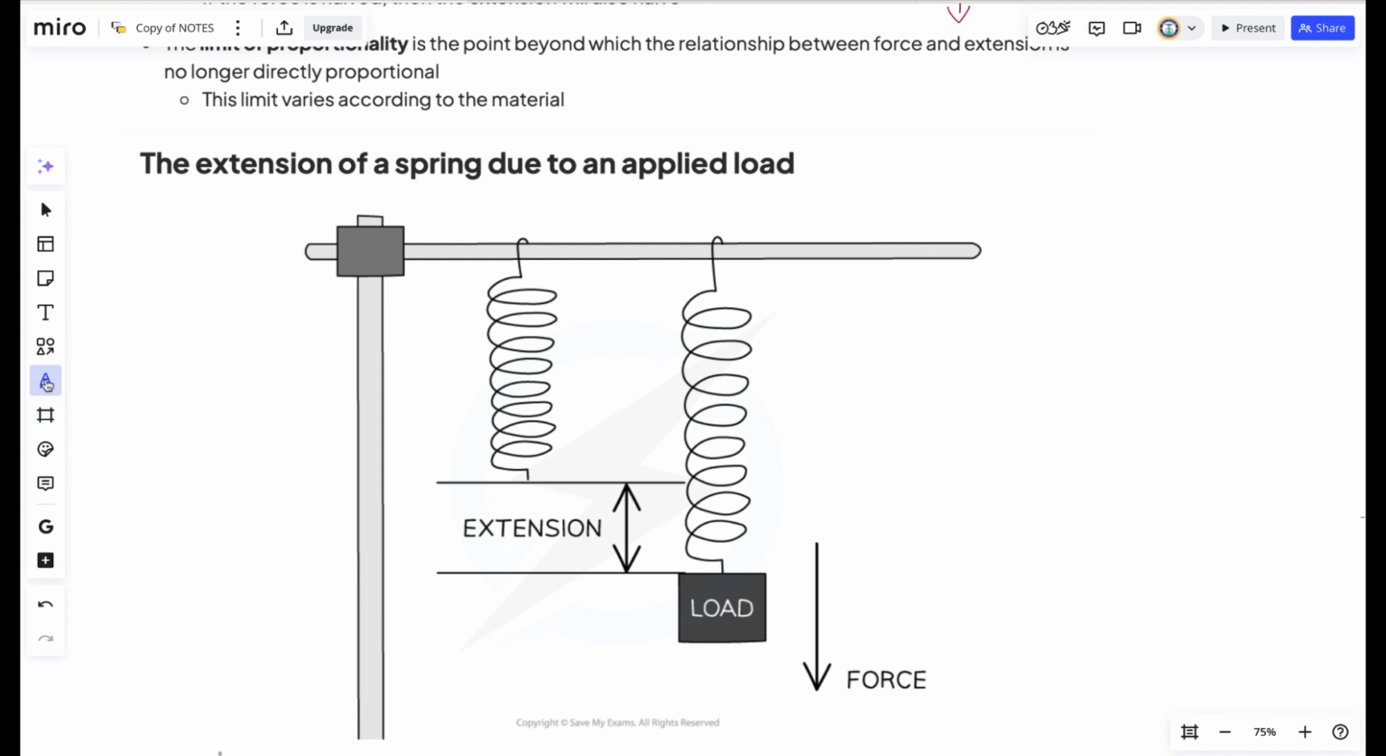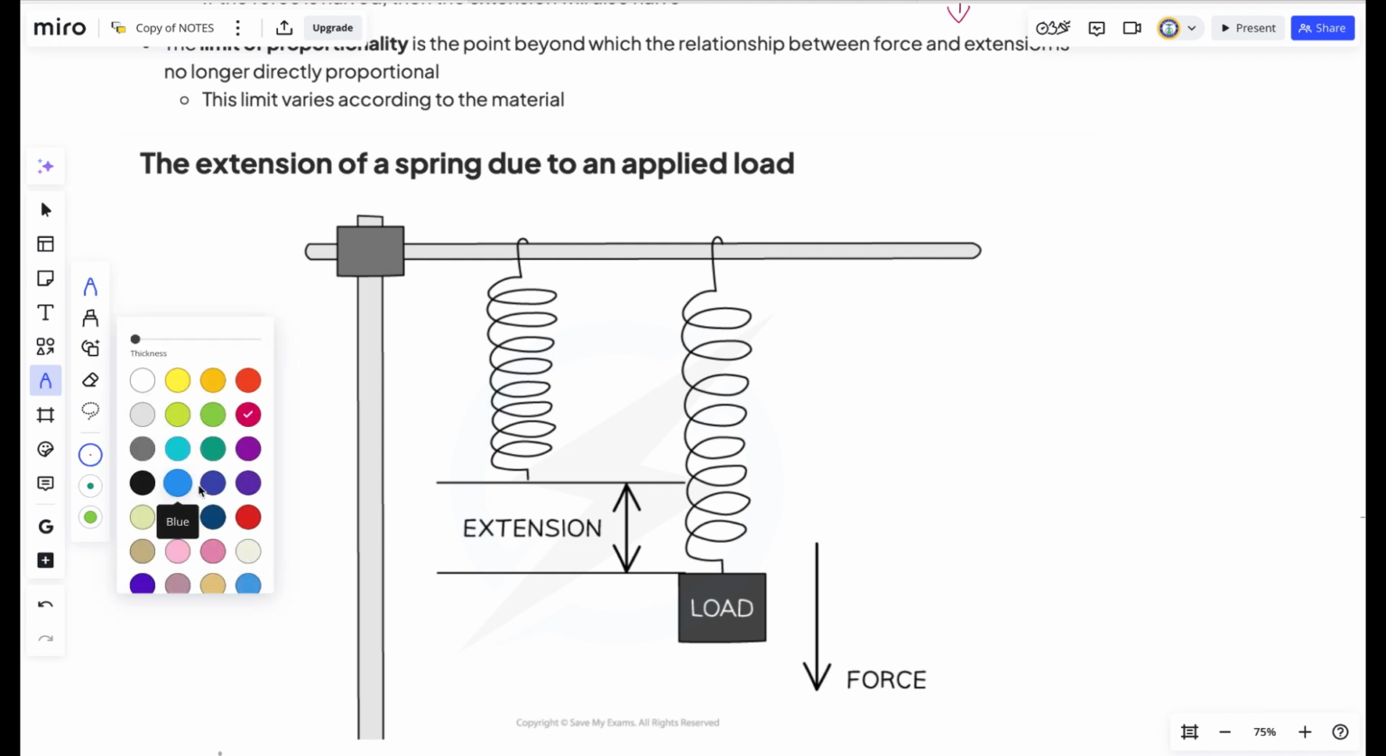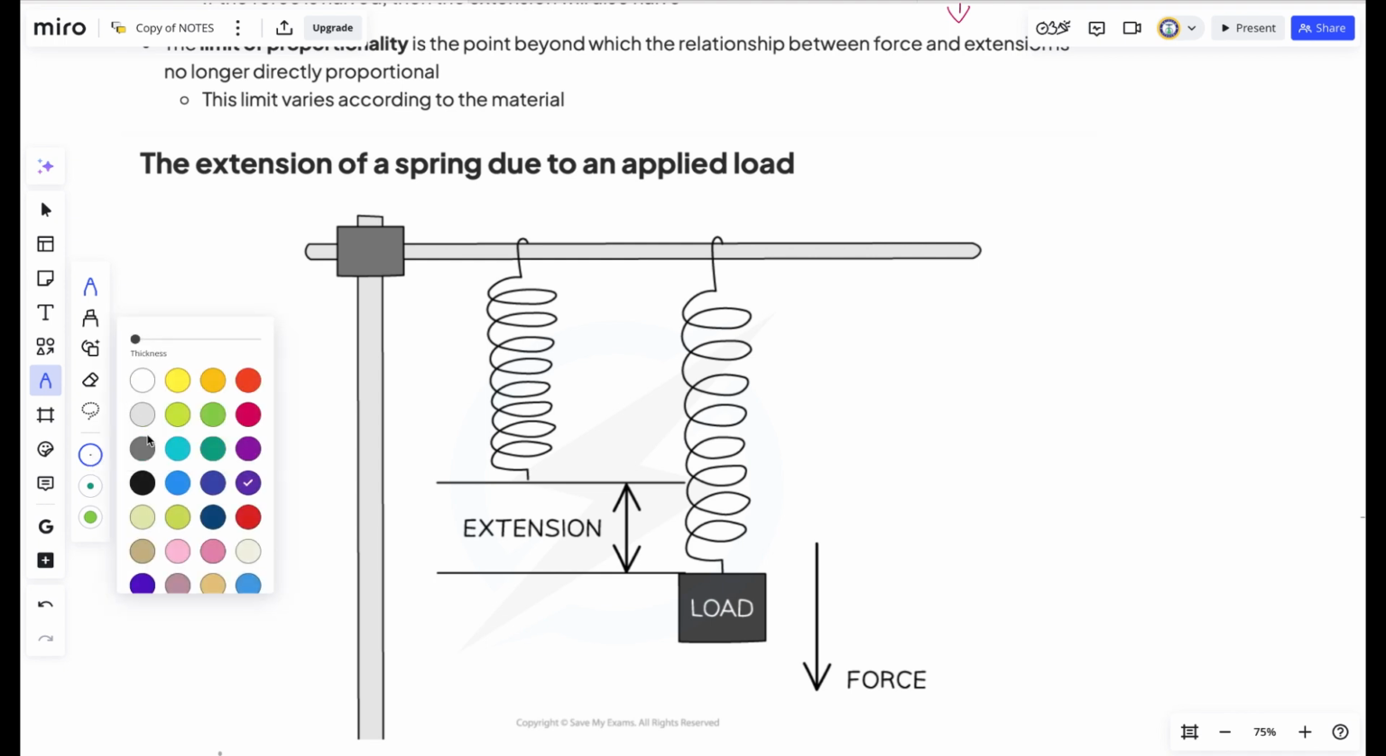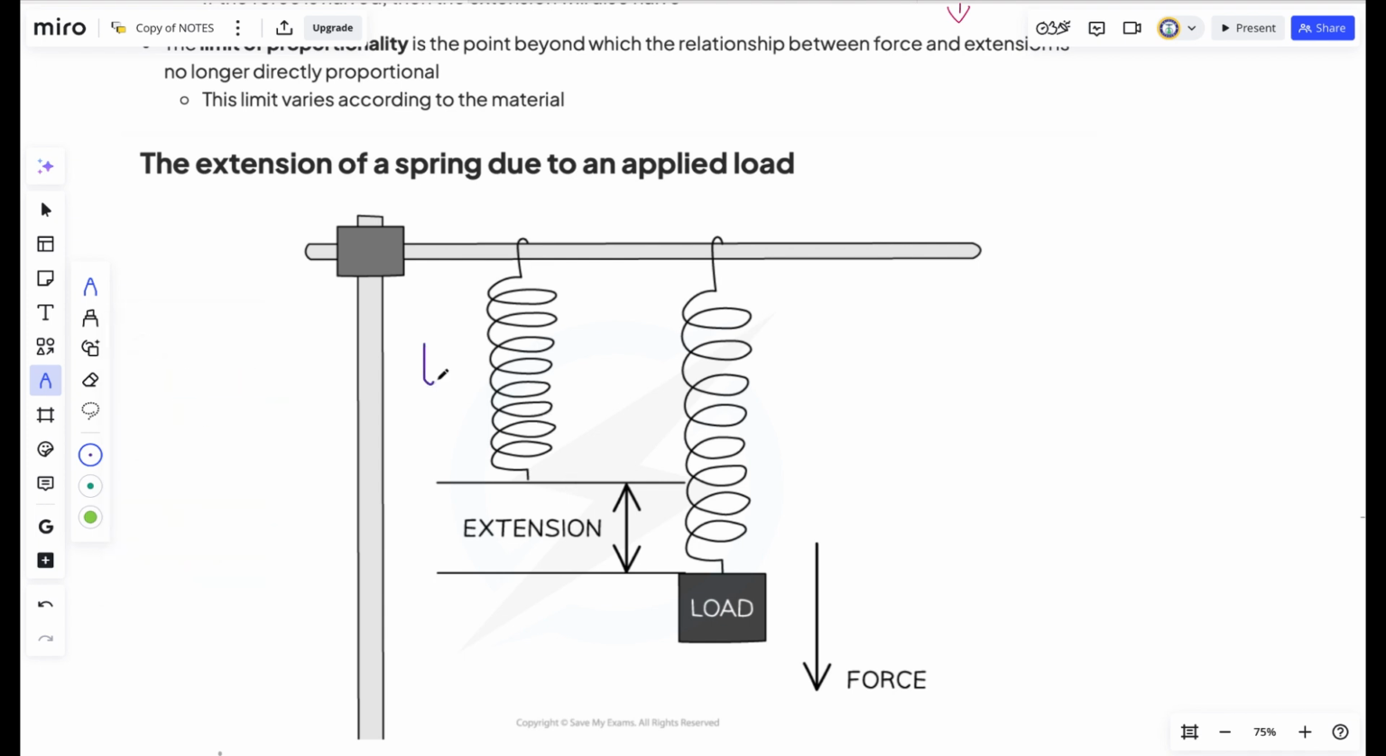We can take the original length of the object, and take note of this original length. We call it original length, so we can call it L naught, the original length of the object. Then he said this object can be stretched based on the addition of masses.